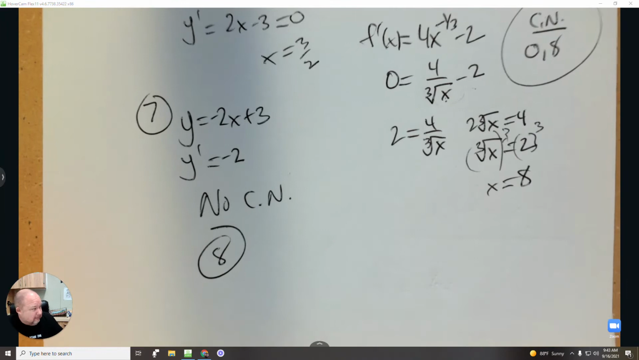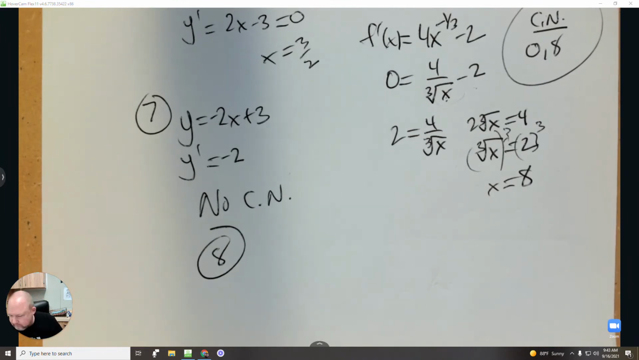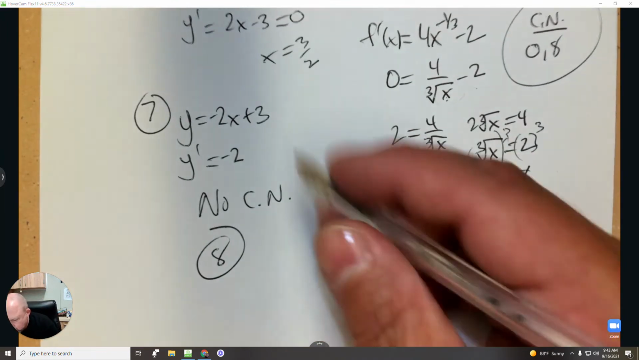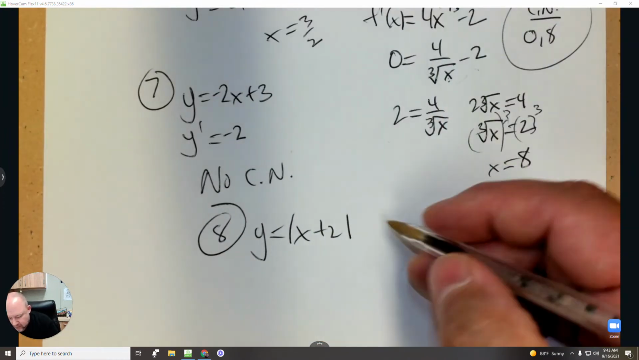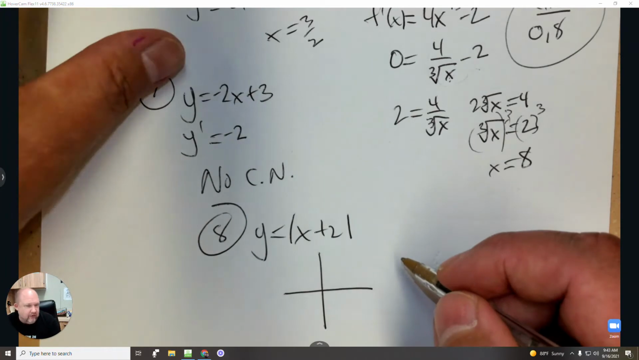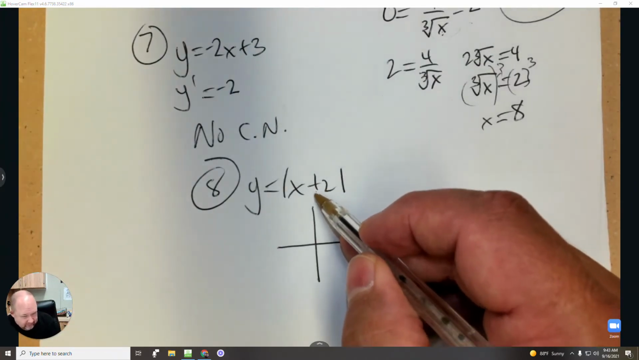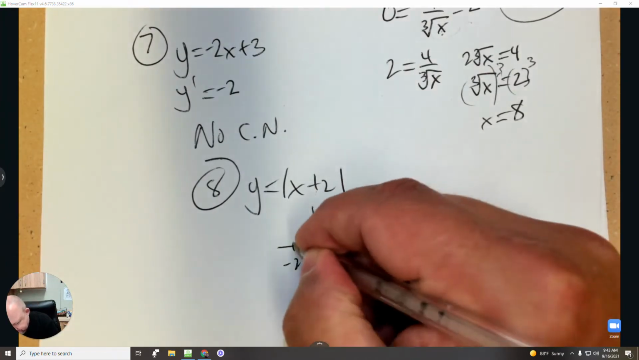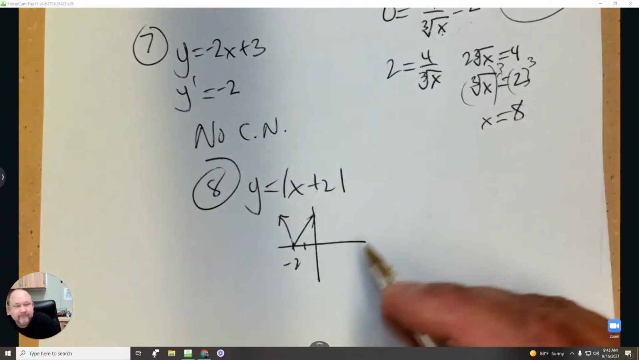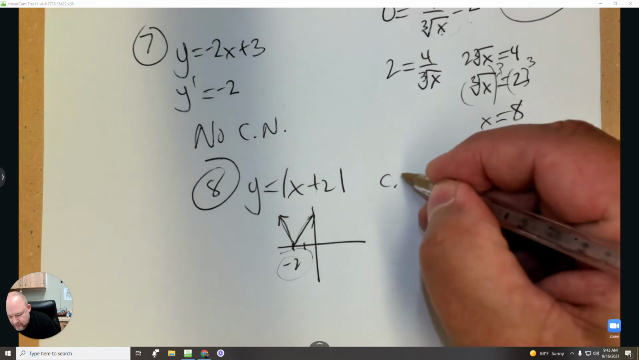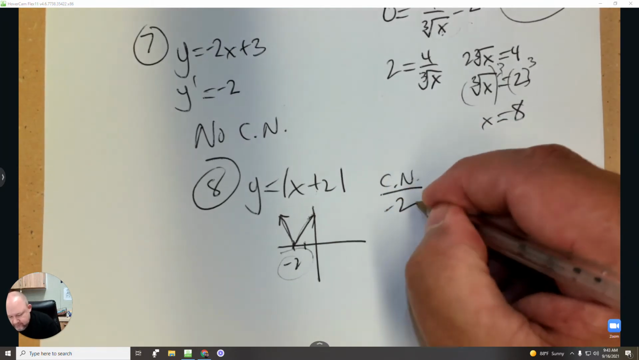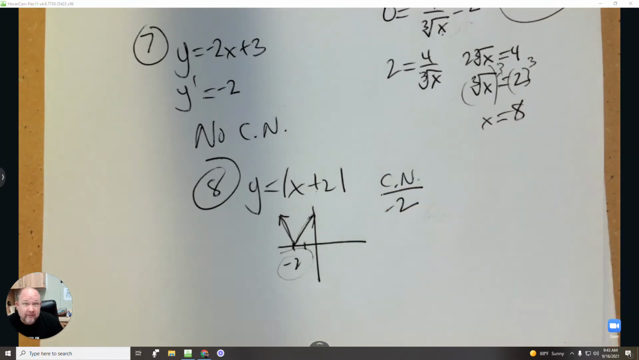Number 8. When you see absolute value in calculus, you're going to have to graph it. So to graph this, I'm shifting it 2 to the left. And then I draw it. And the derivative is undefined at negative 2. So that's a critical number because the derivative is undefined, since it's a sharp corner.